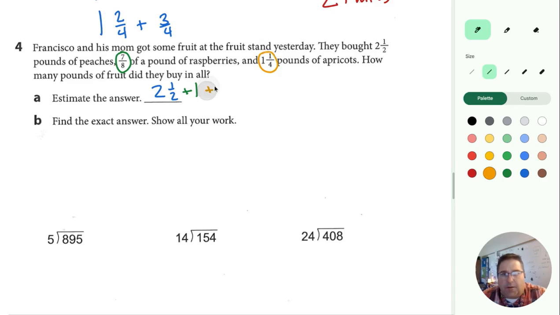Well, we got the 1 whole. But that 1/4, I'm going to say that's not really much, so I'm not even going to include that 1/4. So that's what I'm going to use for my estimate. 2.5 plus 1 plus 1, well, 2, 3, 4. So my estimate is going to be 4.5, about 4.5 pounds. That's my estimate. Now let's find the exact answer.